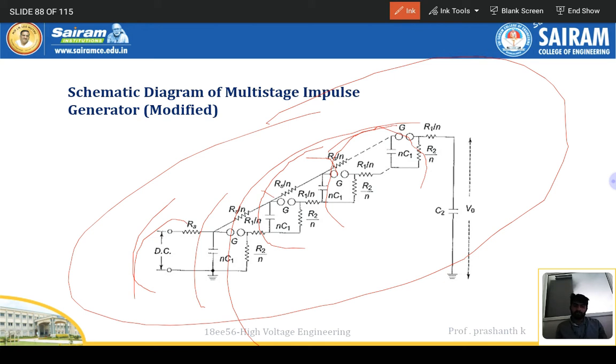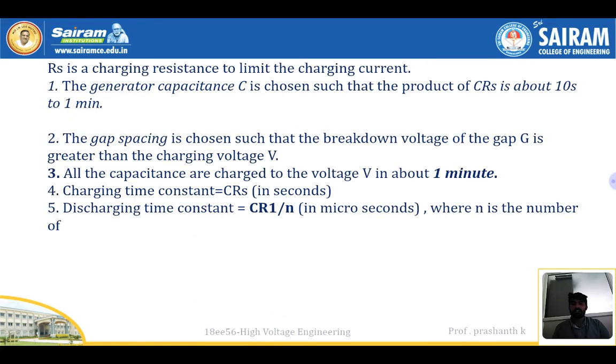R1 and R2 are used to reduce the current variations, to oppose the current rising and falling rapidly. And RS is a charging resistance to limit the charging current. Already we know, right? Charging resistance to limit the charging current.